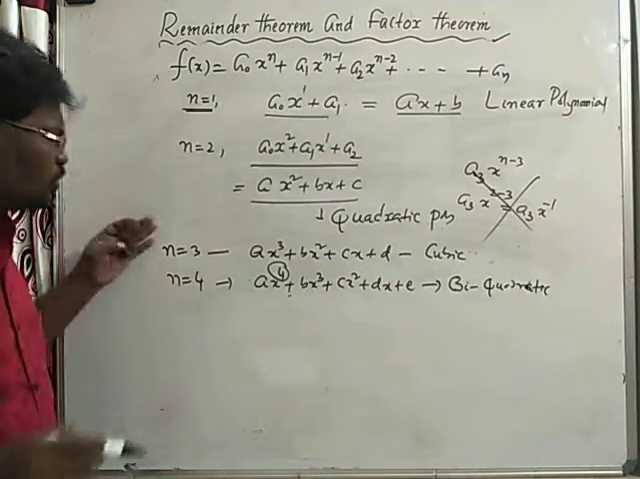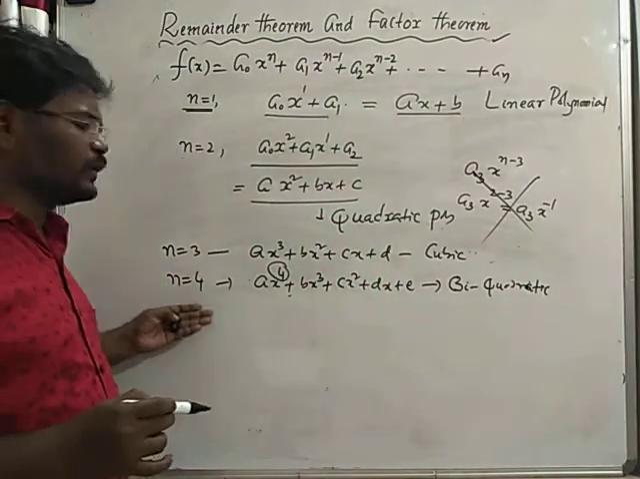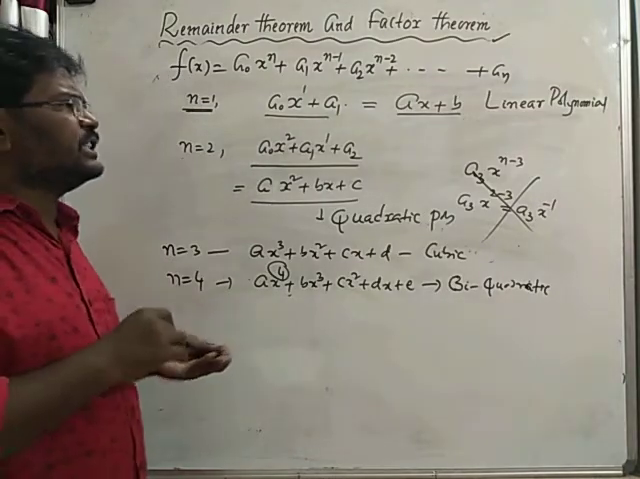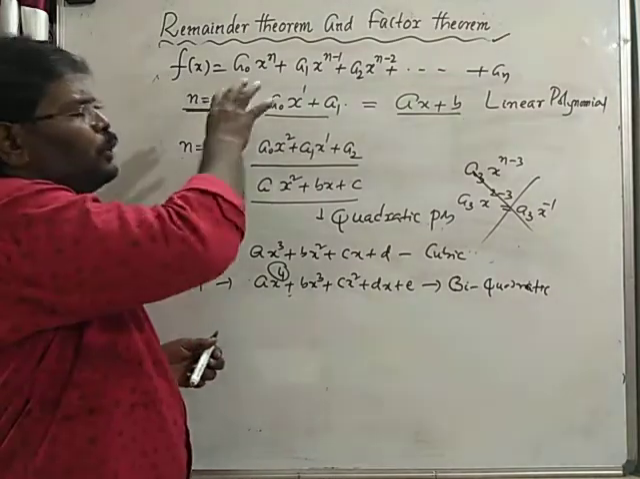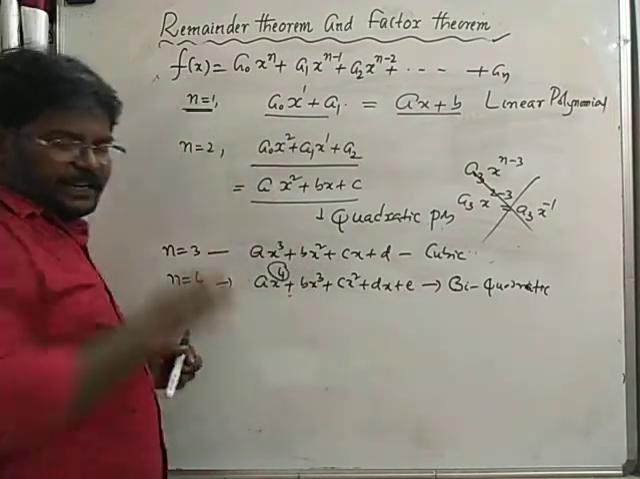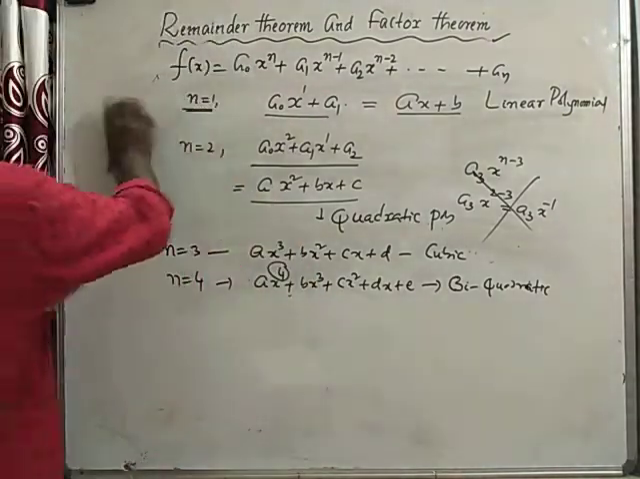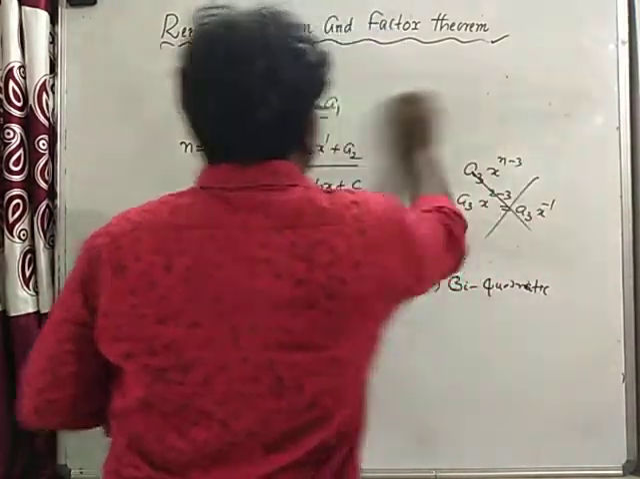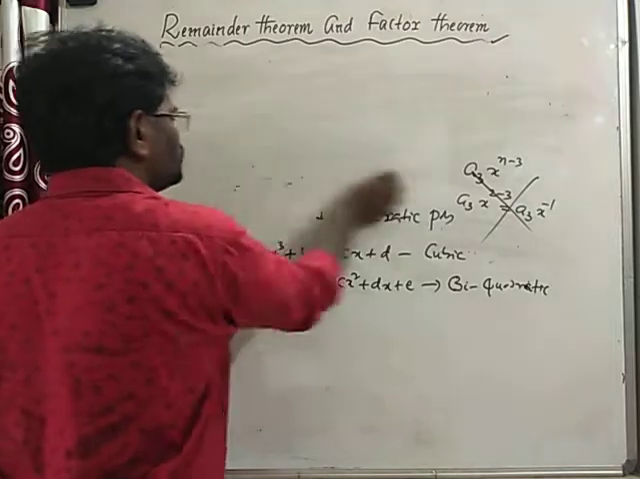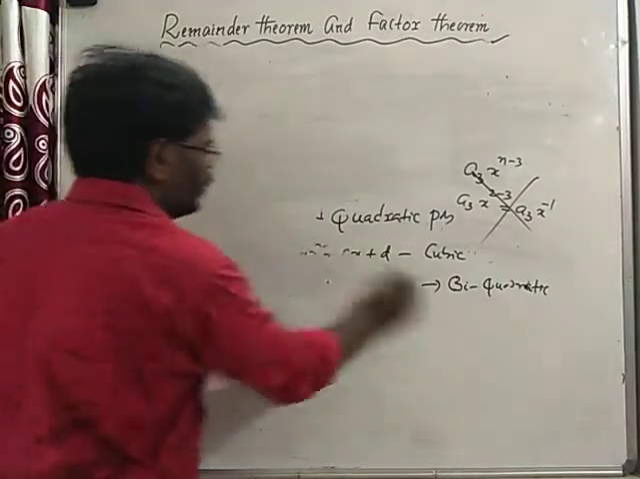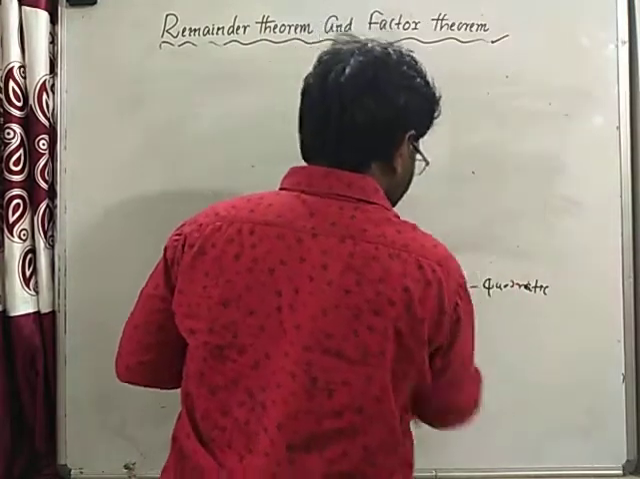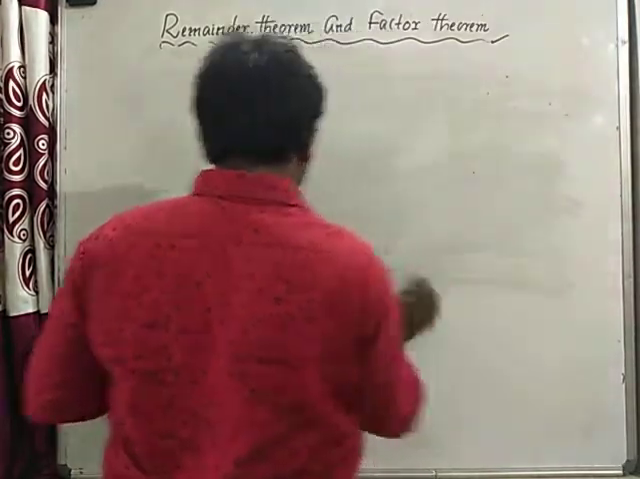So by using that, suppose n is equal to 5, fifth degree polynomial, sixth degree. So this is the way of naming the polynomial by using degree. But our topic name is remainder theorem and factor theorem. So suppose if we divide a polynomial by another polynomial, what should we get? That is what we are going to discuss.